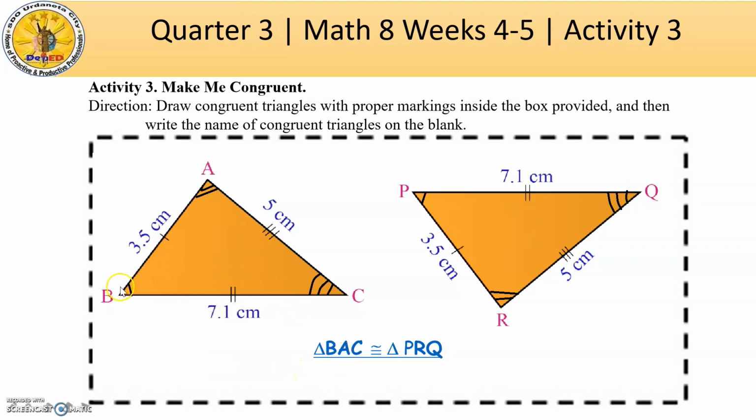Thus, triangle BAC is congruent to triangle PRQ, because side BA is congruent to side PR, AC is congruent to side RQ, and side BC is congruent to side PQ. And angle B is congruent to angle P, angle A is congruent to angle R, and angle C is congruent to angle Q. That's it.